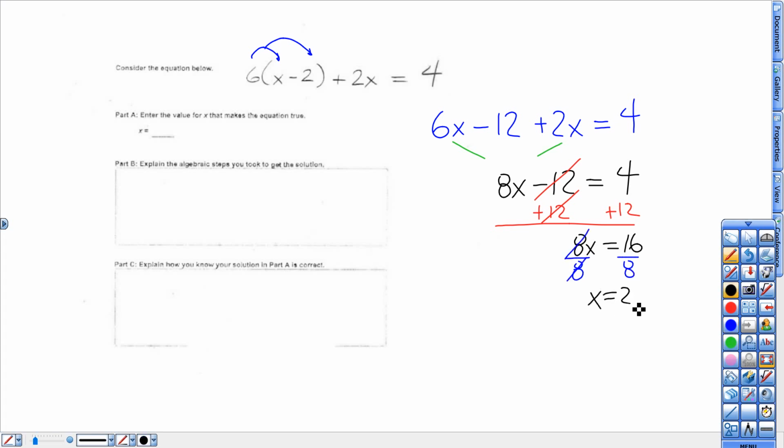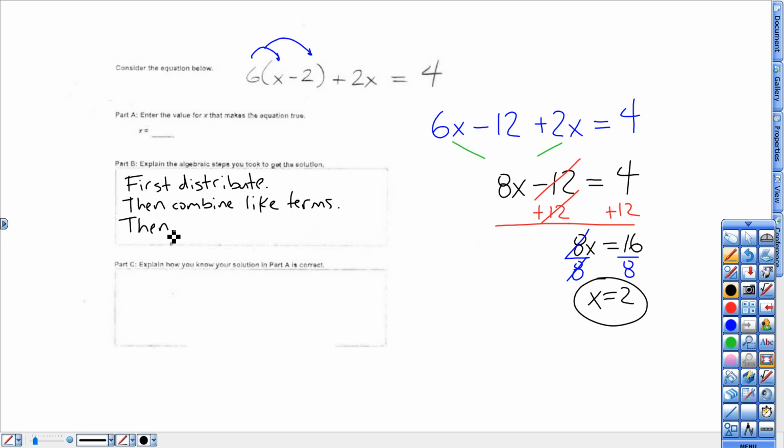I need you to explain in words how you got this. I want you to say, I first distribute, then I combine like terms. So I'm looking for these words. First distribute. Then combine like terms. I want to see you write that right away. Then use inverse operations. Remember, you don't want to do any inverse operations until you distributed and combine like terms.